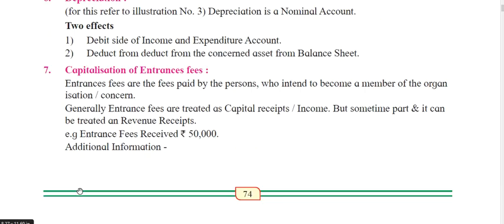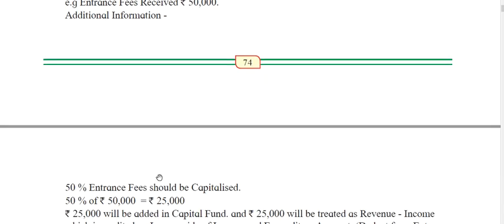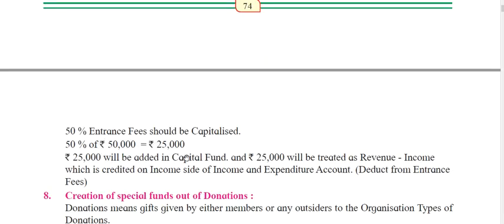How we are treating the capitalization of entrance fees, how we are taking entrance fees in the income and expenditure account: this method, we are making it a half.